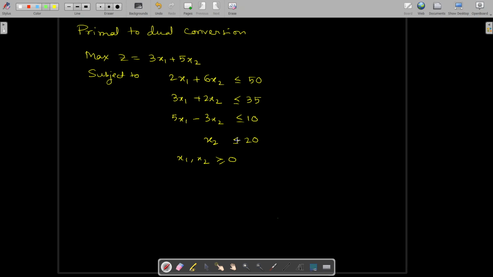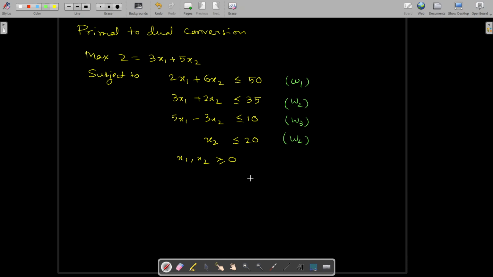So for the time being, this particular problem is given in its canonical form, where it's a maximization problem and all constraints are of the form less than or equal to. First we have to introduce new variables called the dual variables. How many? Equal to the number of constraints. So with respect to each of the constraints, we will introduce dual variables w1, w2, w3 and w4.